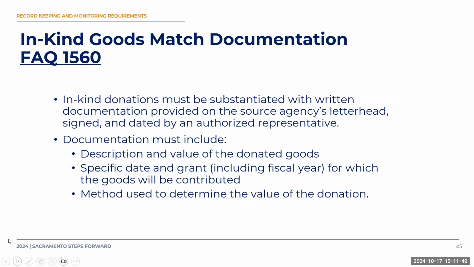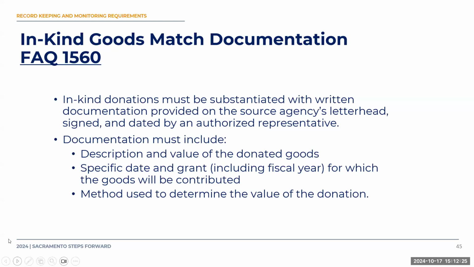Is in-kind goods. This I really don't see a lot because, again, it's typically not a lot of money. But if you have a large goods documentation source, match source, then great. In-kind donations, again, writing, letterhead when you're doing the application. When you actually get the donation, you would have a description and a value of the donated goods. So this is kind of starting to answer that food question. A specific date when you're getting the donation, the grant that you can use it for.